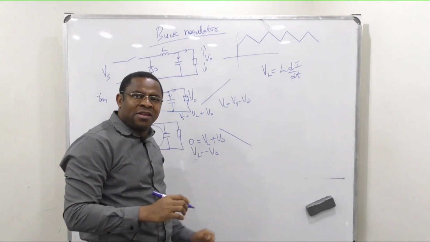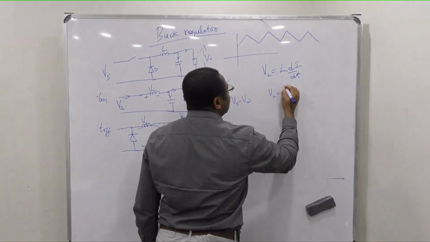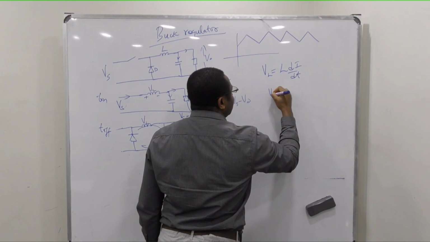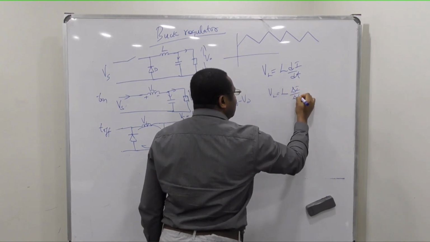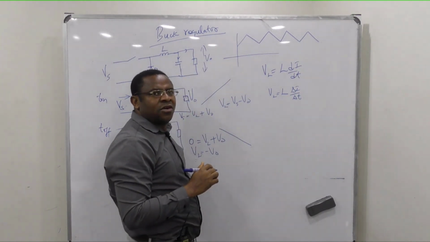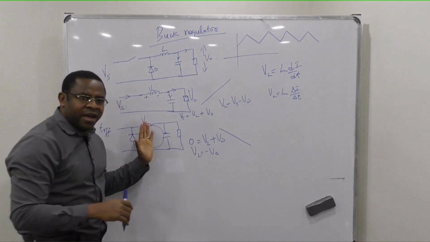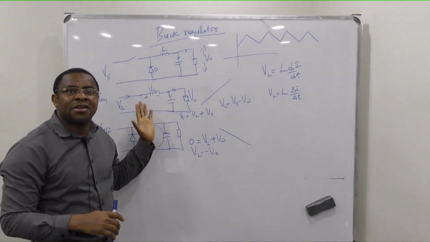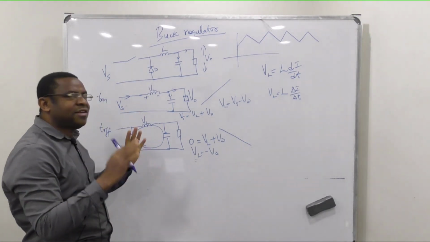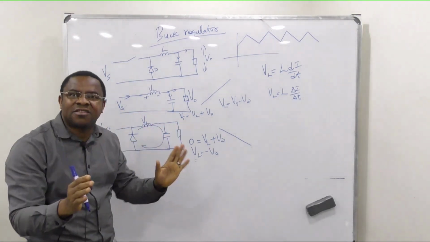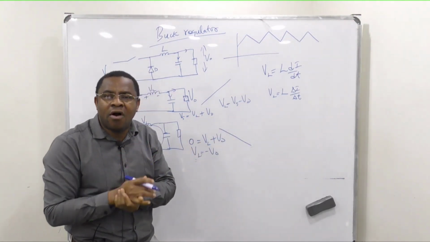So it means that we can write it like this: VL equals L times change in I divided by change in time. Because now I've seen here that there are going to be changes. Look, here is our time on, and here is time off. So there will be a change in time. The change in time for on will be different from the change in time for off.